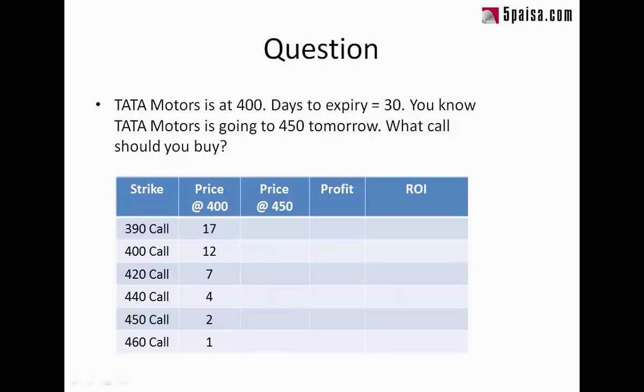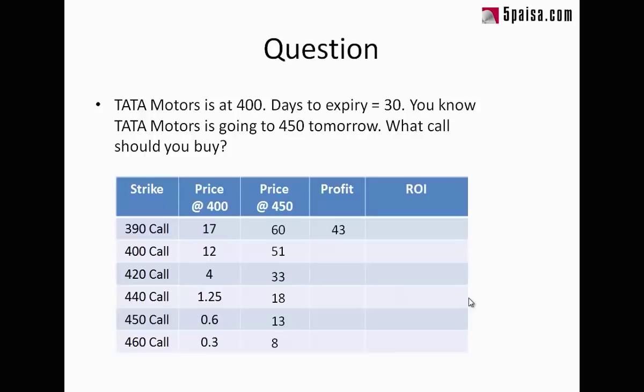So what we will do is we'll use a Black-Scholes calculator to arrive at the prices of these options when the stock hits 450 tomorrow. Let's start with the 390 call. A 390 call jumped to 60 rupees. A 400 call jumped to 51 rupees. A 420 call jumped to 33. A 440 call is now worth 18 rupees. A 450 call, which was originally worth 60 paise, is now at 13 rupees. A 460 call, which is worth 30 paise, is now at 8 rupees.